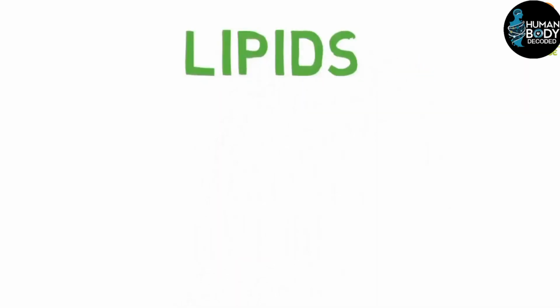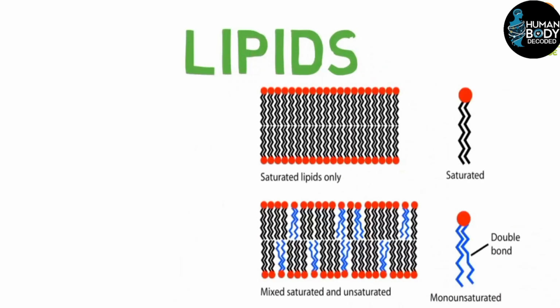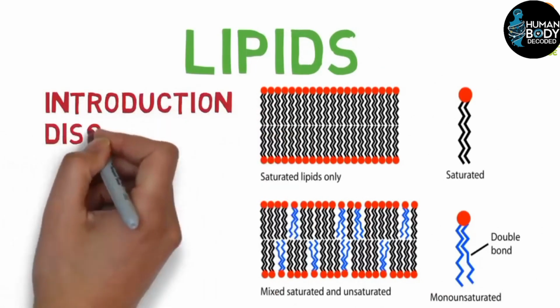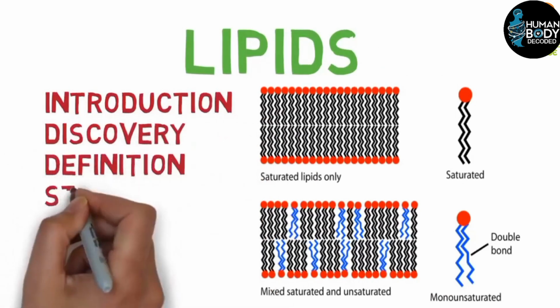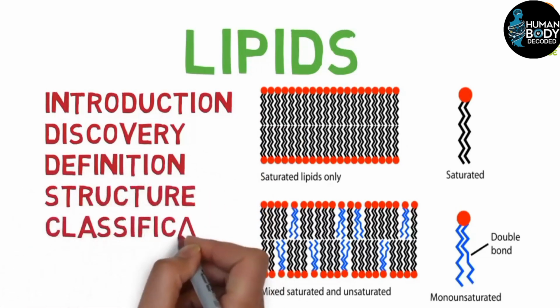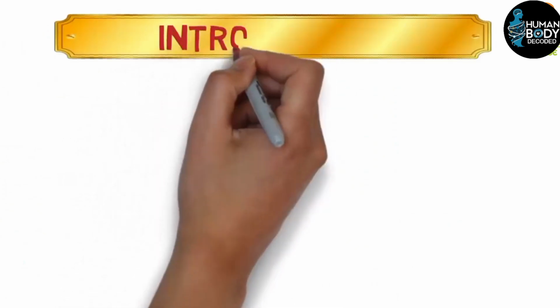Today, we will study a detailed lecture on lipids. The checklist for today's lecture includes: 1. An introduction to lipids. 2. The discovery of lipids. 3. The definition of lipids, the structure and composition of lipids. 4. The classification of lipids. 5. The functions of lipids. Let's get started with the introduction to lipids.